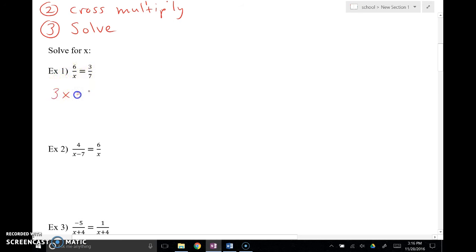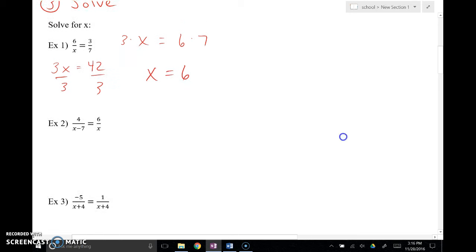6 times 7 is 42. Again, that was 3 times x equals 6 times 7. Just to make it real clear, now I'm just going to solve my equation, divide both sides by 3. X is equal to 6.